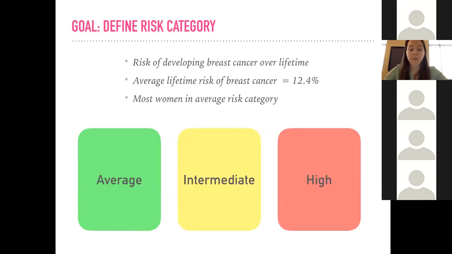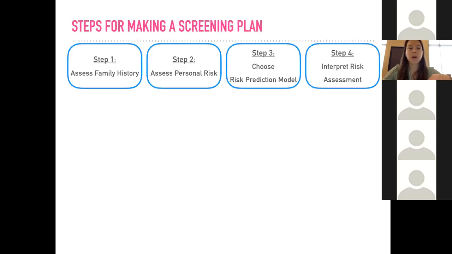In thinking about all these steps, the thing to keep in the back of your mind is that at the end of the day, what we're really trying to do is appropriately place patients in the right risk category. So there's average, intermediate, and high risk. Most women are going to be in our average risk category, so that's what a lot of the guidelines that come out from societies are really focused on: average risk women. The average lifetime risk of breast cancer for most women is 12.4% across their lifetime. So as we're going through these steps, we want to think about moving patients through the steps into these different categories. Okay, so there are 4 steps.